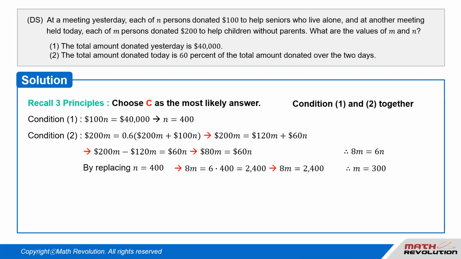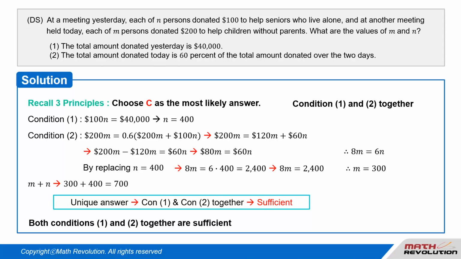Now, we know N is 400, so replacing N with 400 gives us 8 times M equals 6 times 400 equals 2,400. And thus M equals 300. So M plus N equals 300 plus 400 equals 700.